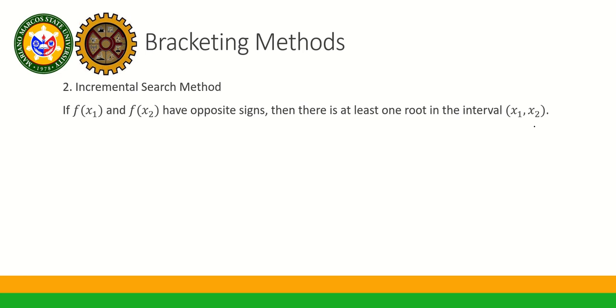Thus, the zeros of our function of x can be detected by evaluating the function at intervals delta x. Okay? So, delta x is x sub 2 minus x sub 1. And looking for a change in sign. So, dito sa incremental search method, kailangan natin na makakita ng change in sign. So, how is that? Okay, let's try an example.